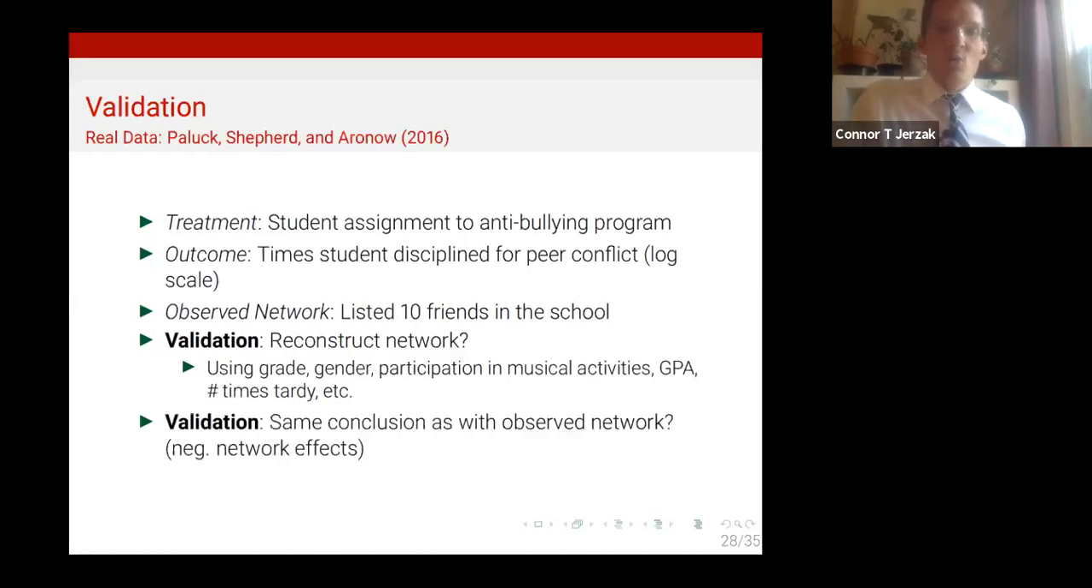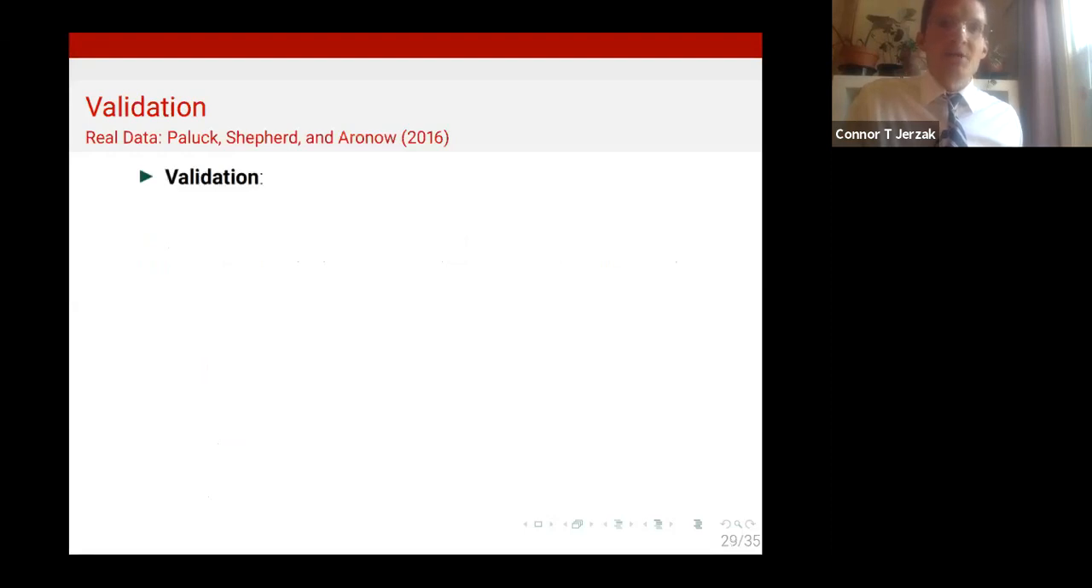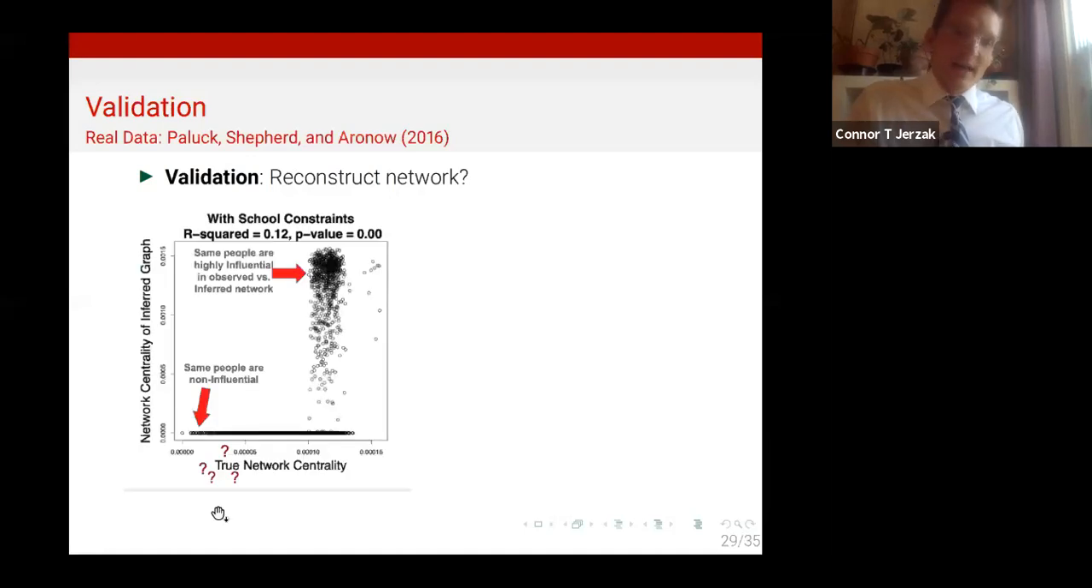And secondly, we'll ask ourselves, do we arrive at the same conclusions as when we use the observed network? The conclusion of the original paper was that there were negative significant network effects in this context. Do we pick up on that as well? And I think the answer to the first question, how well do we infer that network which is observed, is encouraging. The results here I think are encouraging.